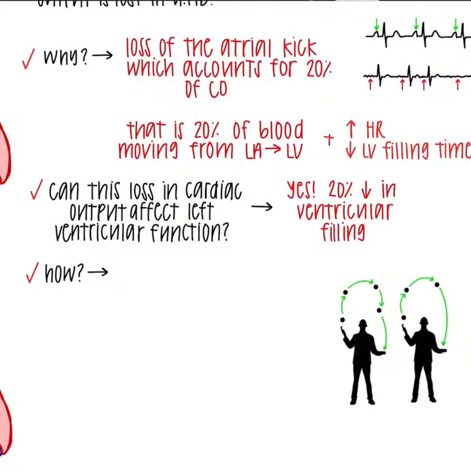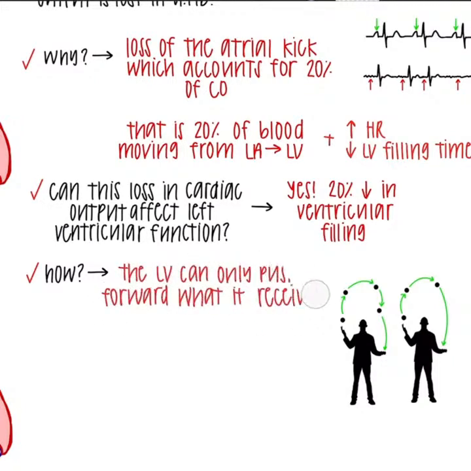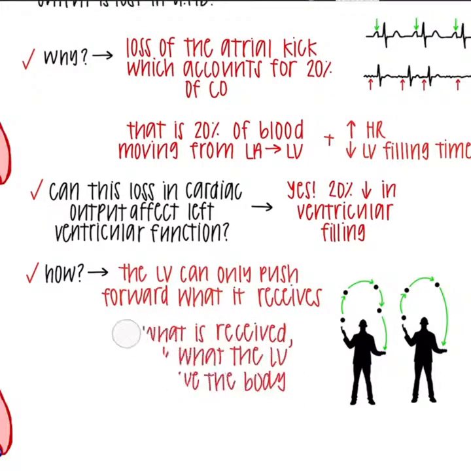One way to showcase this is to look at this juggler. If I give him 4 balls to toss, then he's going to have 4 balls to move around, right? But if I only give him 3 and I take away 1, then he's only going to have 3 to move. The example of this with the left ventricle is that the left ventricle can really only move forward the blood that it receives from the left atrium. So if you take volume away, then it's going to lose volume of what it's supposed to provide to the body.